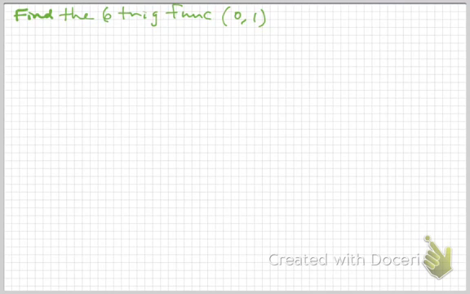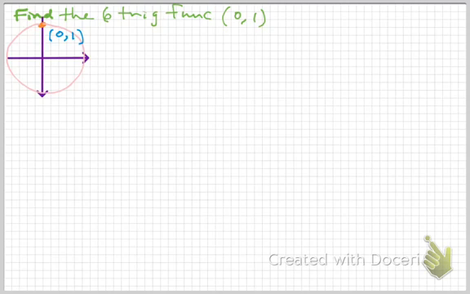Alright, so if I make myself a quick graph, class, how do I get to 0, 1 from the origin? Someone just said go up 1. I just want to, let's draw a circle around it, and let's go ahead and label that ordered pair. I have 0, 1.